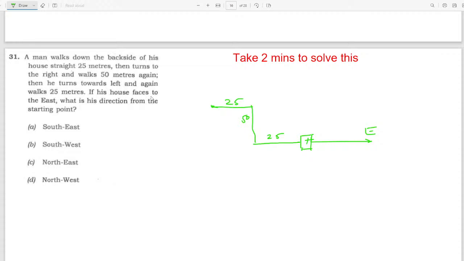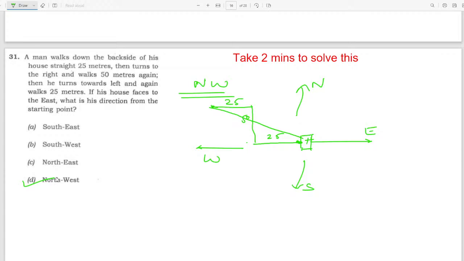If his house faces to the east, what is his direction from the starting point? So this is his starting point. The direction is like this. This is north, this is east, this is south, and this is west. So this direction is northwest. The correct answer is option D.